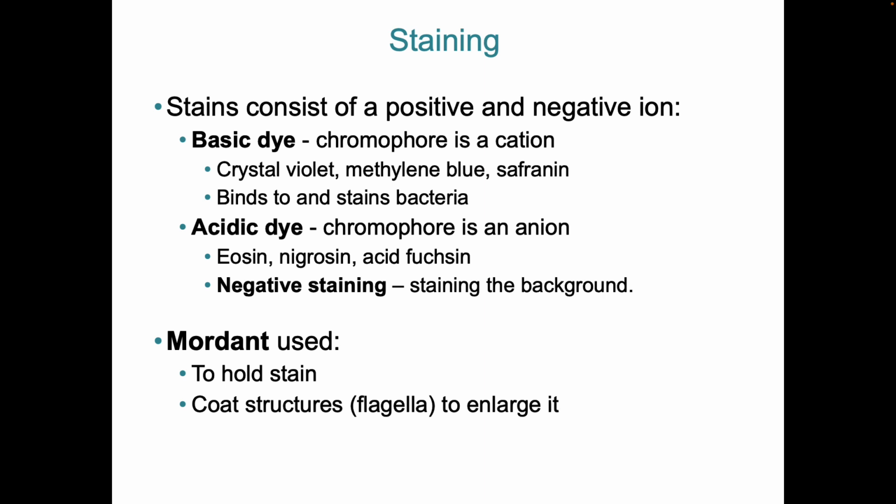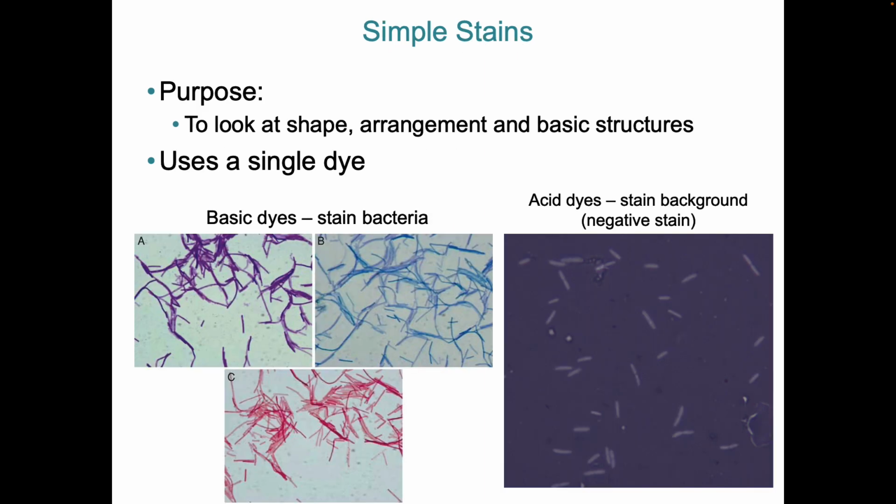We can also use things called mordants. These are reagents that allow us to hold the stain. And when we talk about a gram stain in just a minute, I'll tell you what the mordant does there. You can also use a mordant to coat small structures like flagella so they're easier to see. And the purpose of doing a stain is just so that we can look at the shape, the arrangement, and the basic structure of microorganisms.